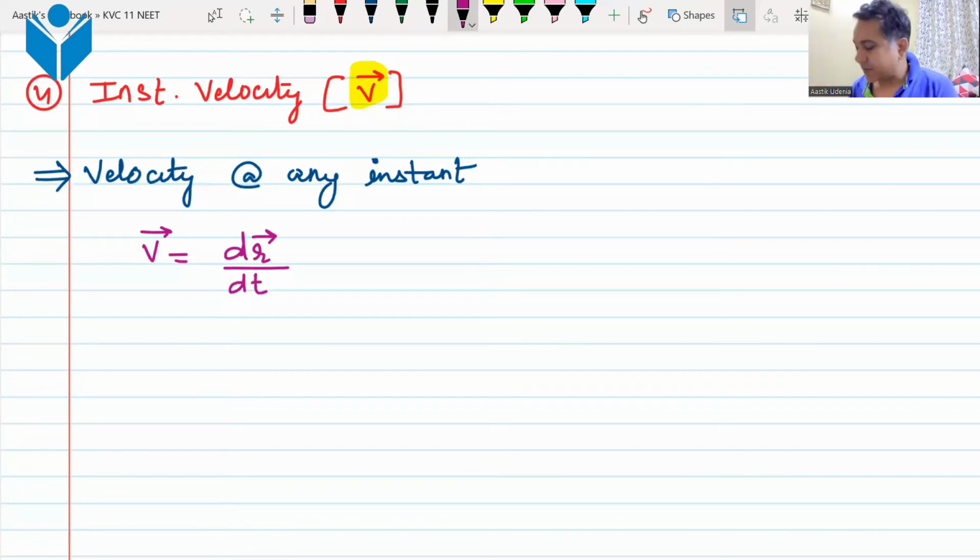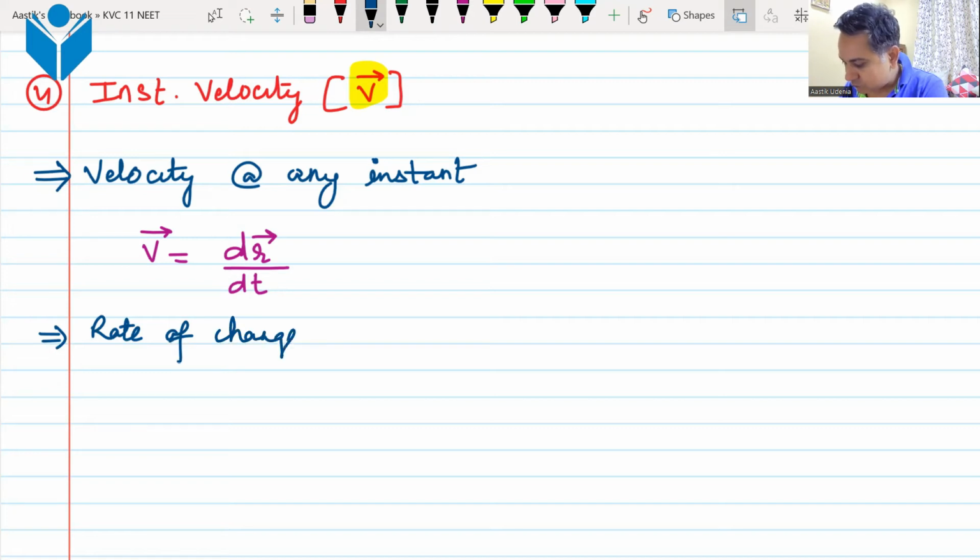Okay, not a problem. So this is the derivative of r with respect to t. So I can also call it what is called the rate of change of PV. Do you understand the meaning of PV?